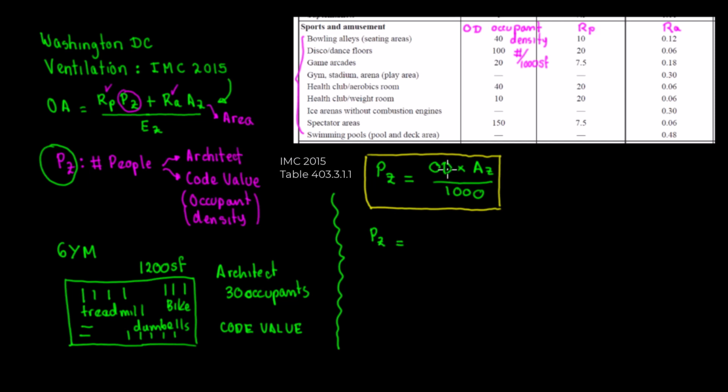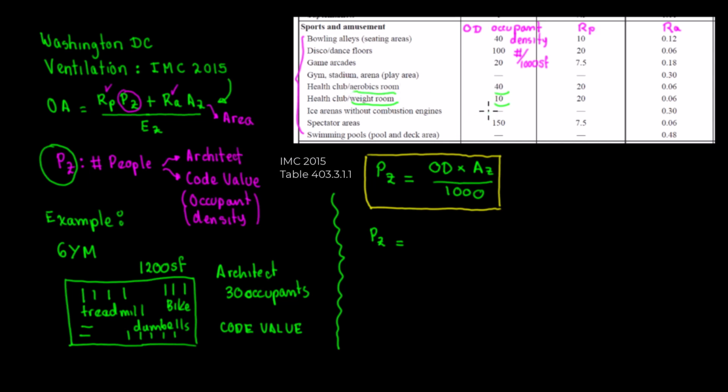So what is our example? I'm going to put in here example, so this is more easily explained. Example: it's a gym, 1200 square feet. For a gym, you have two options. Option number one, you have health club, aerobics room. You have health club, weight room. For the weight room, you have an occupant density of 10. For aerobics room, you have an occupant density of 40.